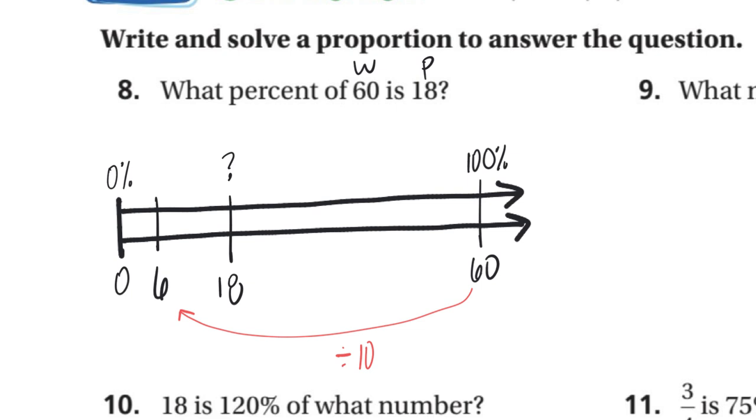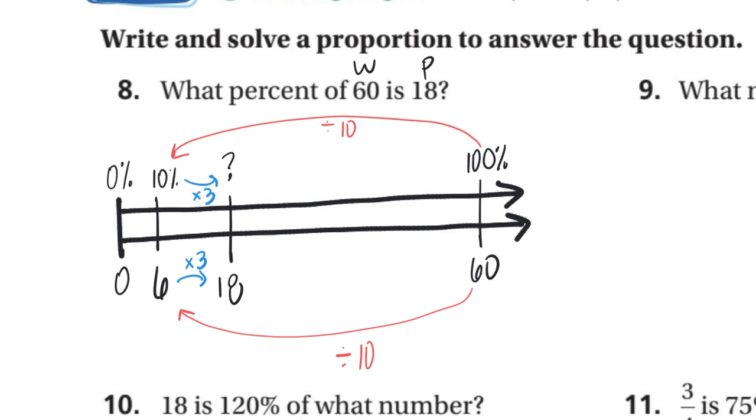So if I divided the numbers by 10, I'm going to divide the percent by 10 as well. Divide by 10, divide by 10, silly goose. So divide by 10, and 100 divided by 10 is 10. That should make sense: if 60 is 100% of the number, 60 is 100% of 60, then 6 would be 10% of 60. And then 18 is just 3 sixes, so that's just 3 groups of 10%.